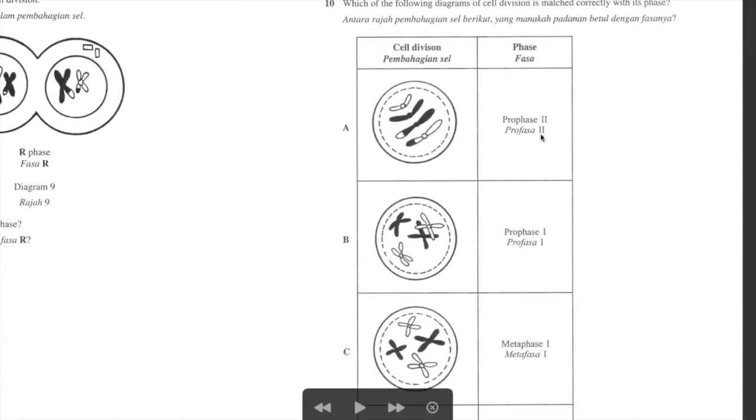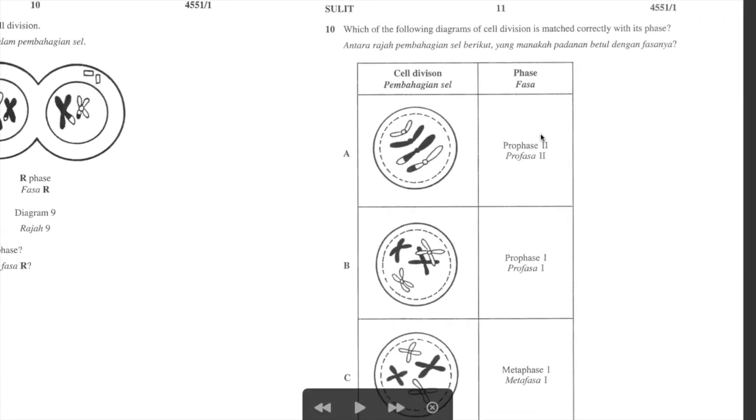Question 10. Which of the following diagrams of cell division is matched correctly with its phase? The answer is B.